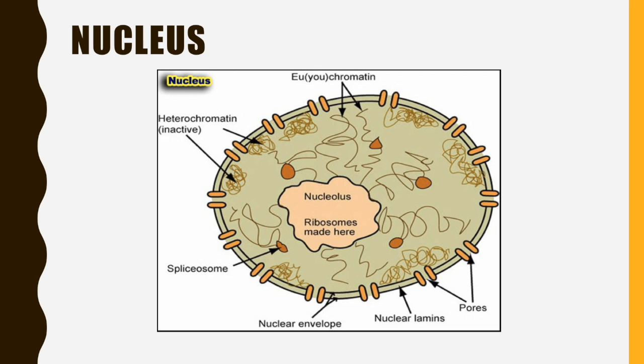Better yet, we won't be able to replicate our DNA. Hence, these pores are absolutely vital to the survival of this cell. As you may notice, between our two nuclear envelope membranes, we have this dense, fibrous network known as nuclear lamina.